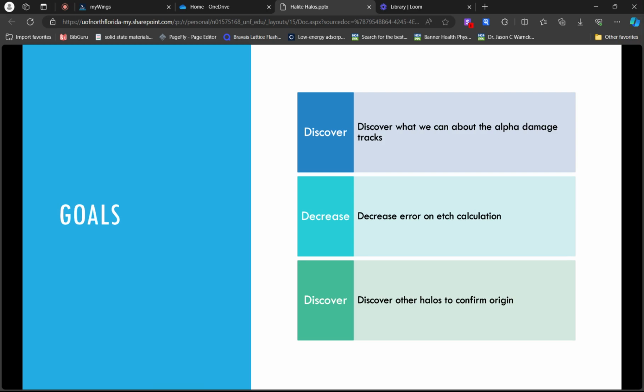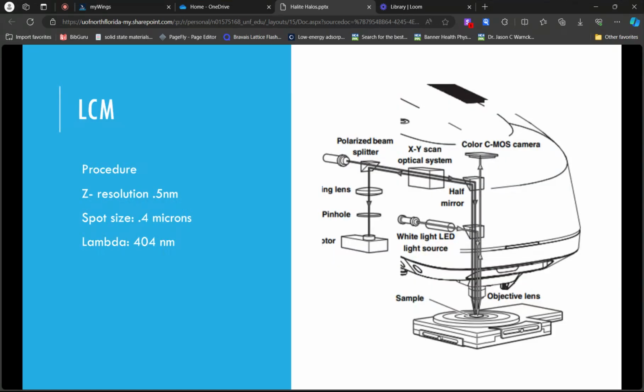And then we would like to discover other halos. So that's what the code is all about. We're doing a halo search. We're going to be chopping and etching a whole bunch more halite in order to try and confirm other halos. And if we are able to find more, we'll be able to determine their origin and get a more precise answer to all of our questions.